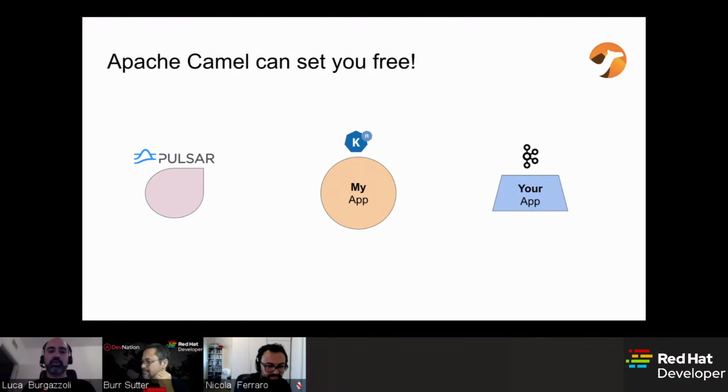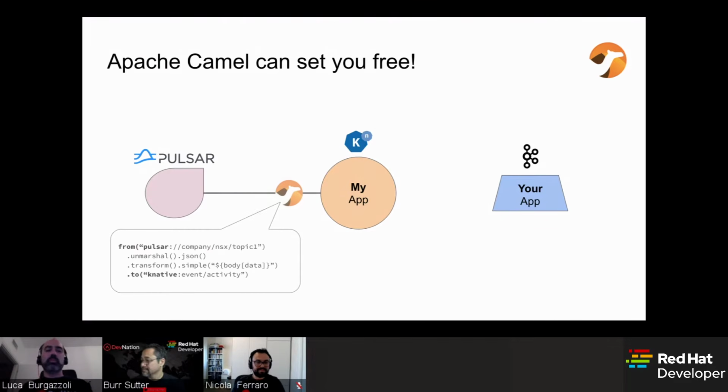But those applications are not natively speaking any Knative jargon. So that's where you can use Apache Camel. So for example, you can use a route like that. If you look at the code, you can see that even if you don't know what exactly this DSL does, you clearly know the intent.